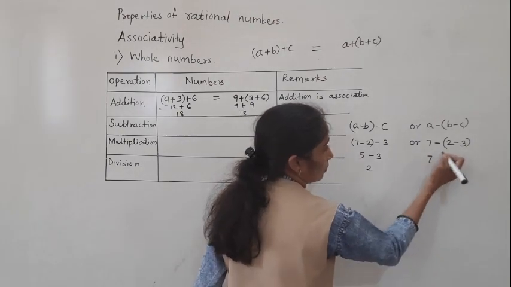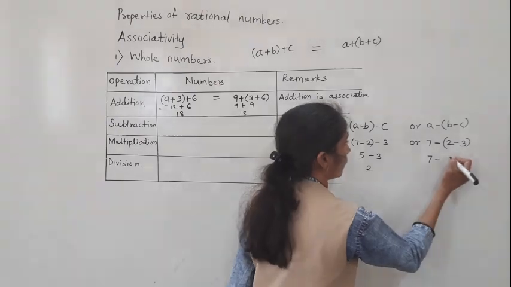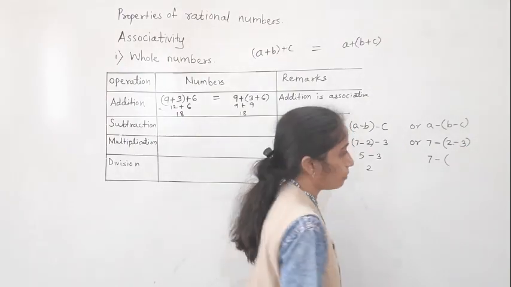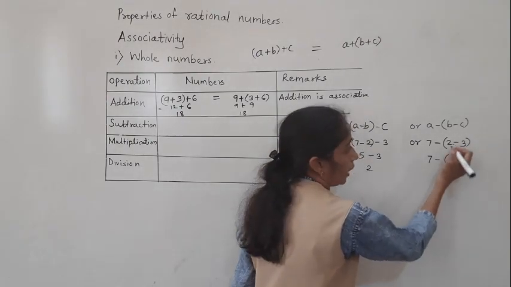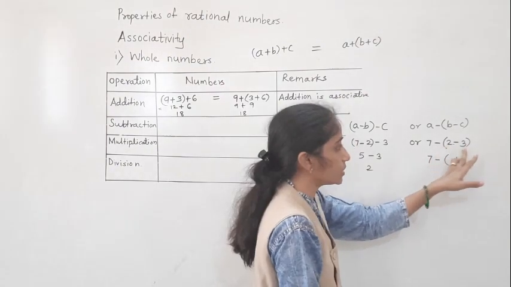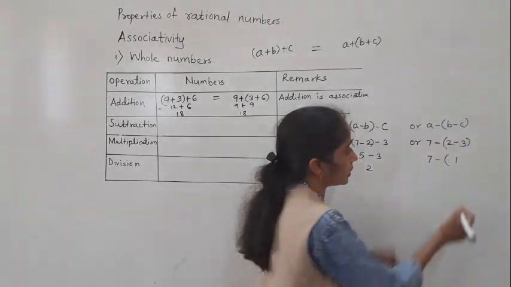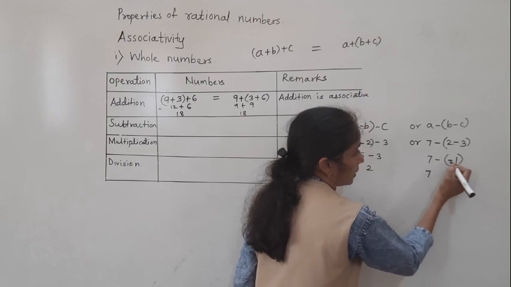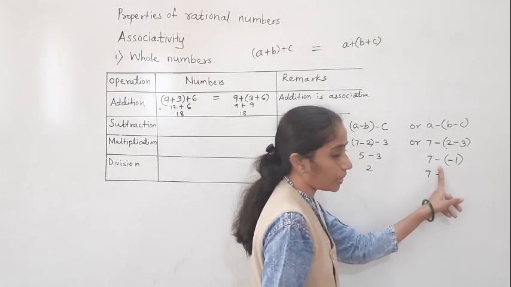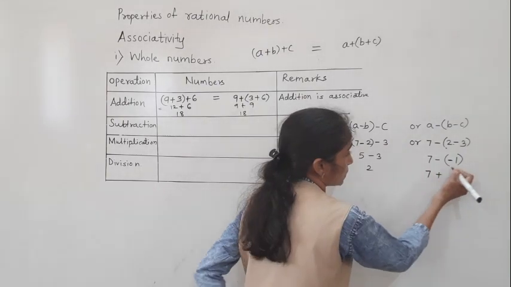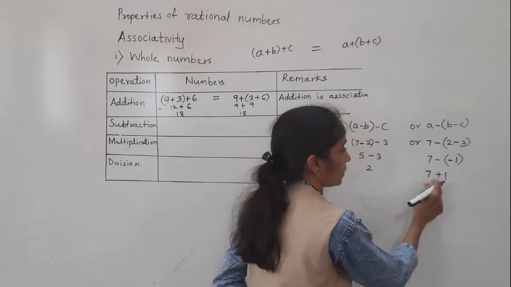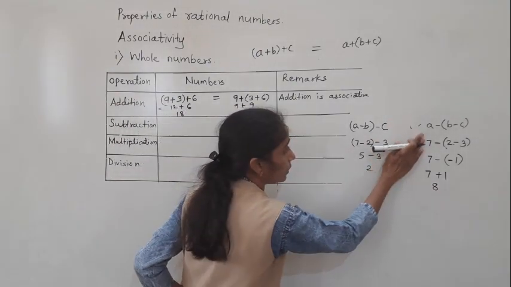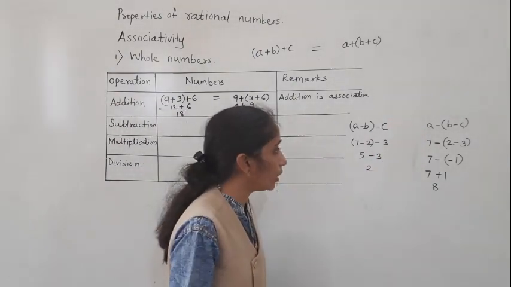Okay, so 7 minus, first we will solve the bracket. 2 − 3: this is plus 2 and minus 3, so the signs differ, and we get 1. For the answer, we look at which number is greater. 3 is greater and 3 has the negative sign, so the answer also has a negative sign, −1. Now 7 − (−1). Outside the bracket is a negative sign, so the sign inside the bracket gets changed: minus times minus is plus. So 7 + 1, we got 8. Can you observe here? Are both of them equal? No.